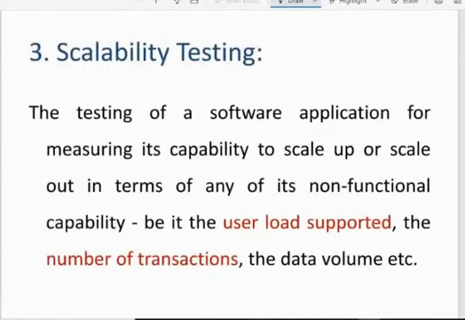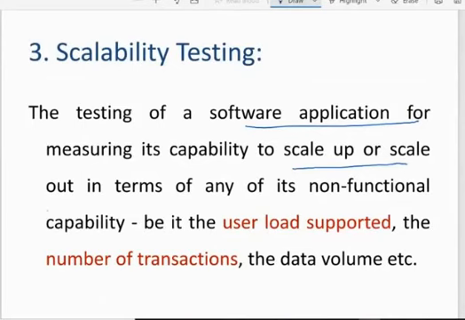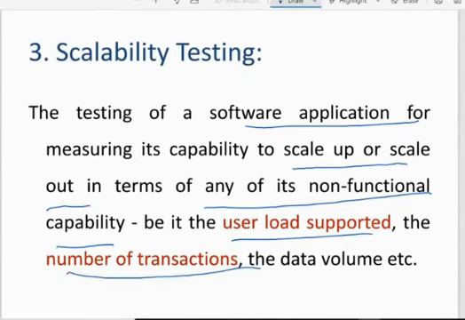Next is scalability testing, right? This is the testing of the software application for measuring its capability to scale up or scale out in terms of any of its non-functional capability, whether it is user load support, the number of transactions, the data volumes, and so on and so forth. So these are some of the options.